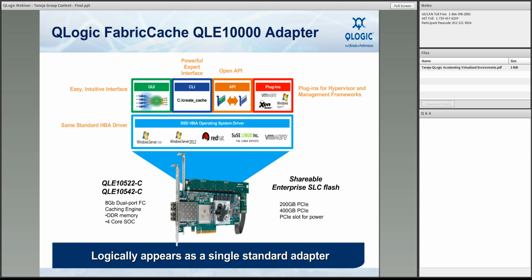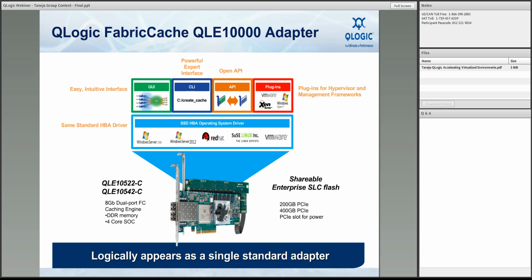I just have a couple of slides here, and I wanted to introduce you to the specific product, the QLogic FabricCache QLE10000 adapter. What we want to communicate here is the breadth of this adapter solution. It's the drivers as well as the tools available for it. This 8 gigabit fiber channel solution comes in a couple of different options. You see on the right-hand side, the shareable enterprise SLC flash memory is available in 200 gigabyte and 400 gigabyte options. This occupies 2 adjacent slots inside of a server, but it appears as a single fiber channel HBA.